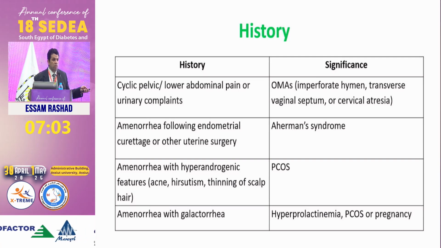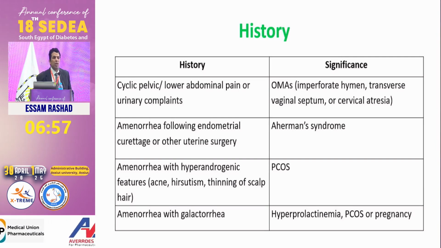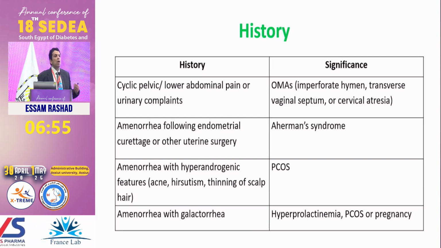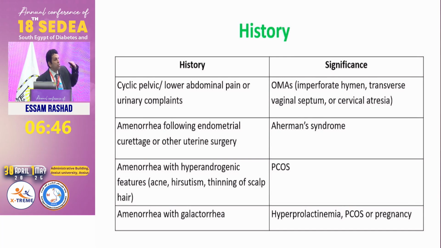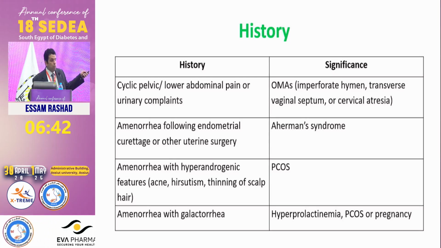And this is common. We see this a lot. A young girl at the age of 14 or 15 presenting with amenorrhea, but monthly she has abdominal pain, and her mother says, we expect her to have menses every month, but nothing happens. It's mostly imperforate hymen. Or other obstructive anomalies like the transverse vaginal septum or cervical. This is a history point.